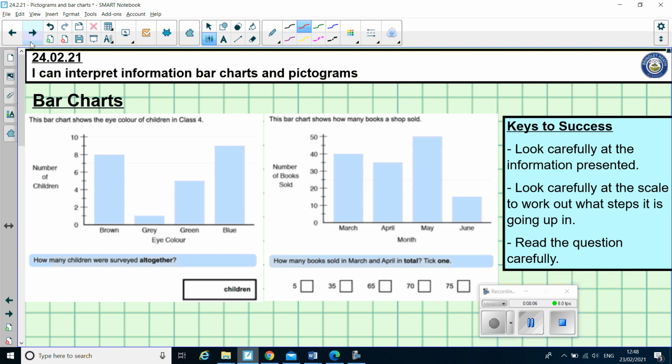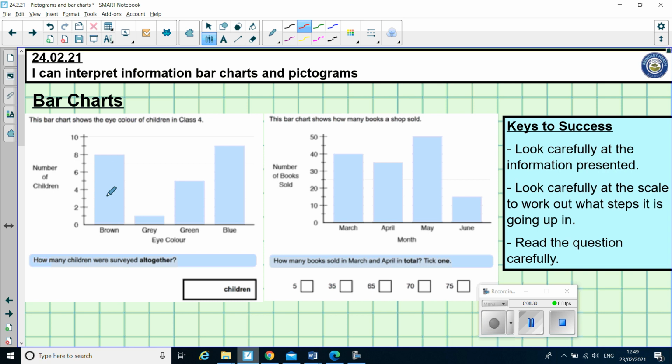you to attempt independently. So the first question, the bar chart shows the eye colour of the children in class 4. So we've got the number of children goes up the side and the eye colours are along the bottom. How many children were surveyed altogether? Right, so I need to look at the information carefully. I need to work out what each bar is worth in my bar chart.